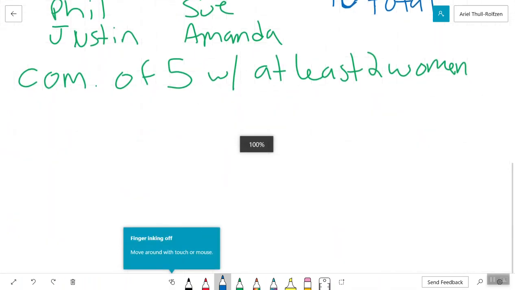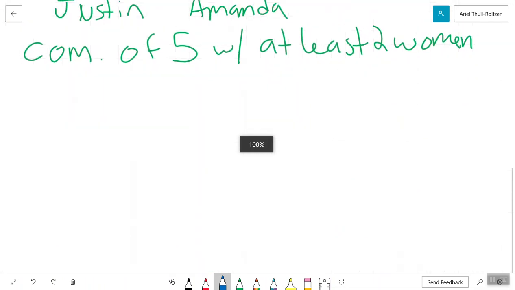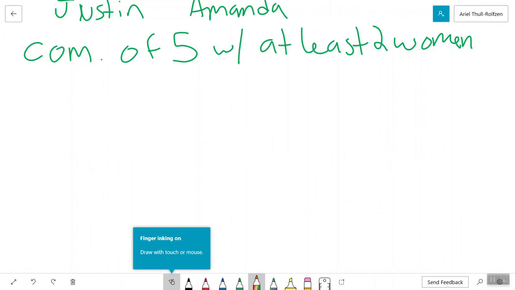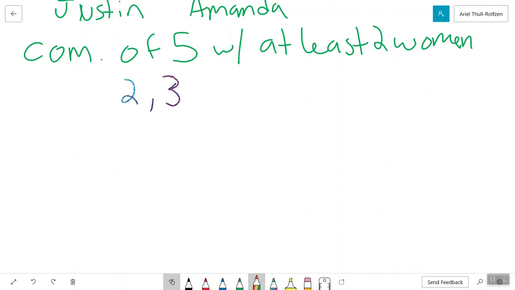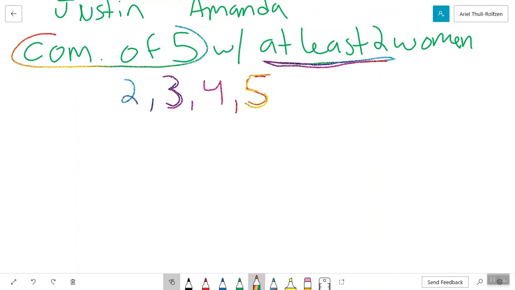So now if we come down here, we're pulling a committee of 5 with at least 2 women. So at least 2 women, what does that mean? Well, we can have 2 women, we can have 3 women, we can have 4 women, or we can have all 5 of our committee be women. But when it says at least 2, it means that 2 is included, and we need at least 2. So we can go up to 5. We can't go over 5 though, because remember, our committee only has 5 in it.